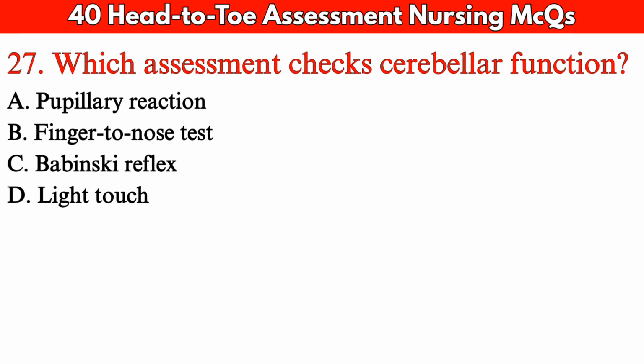Which assessment checks cerebellar function? A. Pupillary reaction. B. Finger-to-nose test. C. Babinski reflex. D. Light touch. Correct answer is B. Finger-to-nose test. The cerebellum controls coordination and balance. The finger-to-nose test evaluates coordination and accuracy of movement.